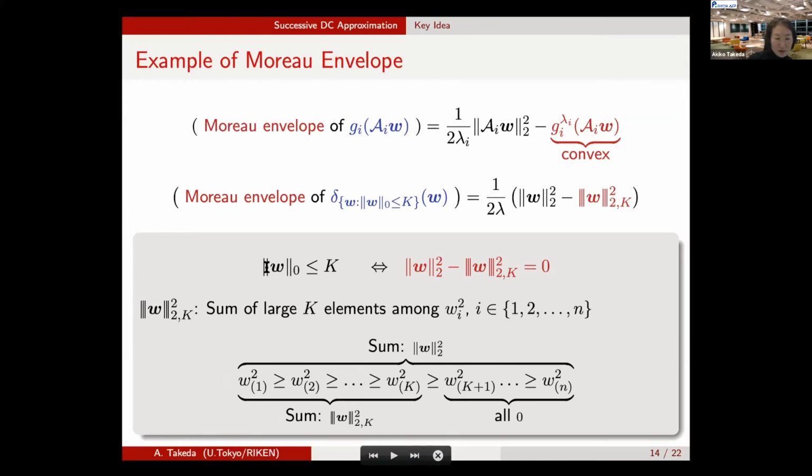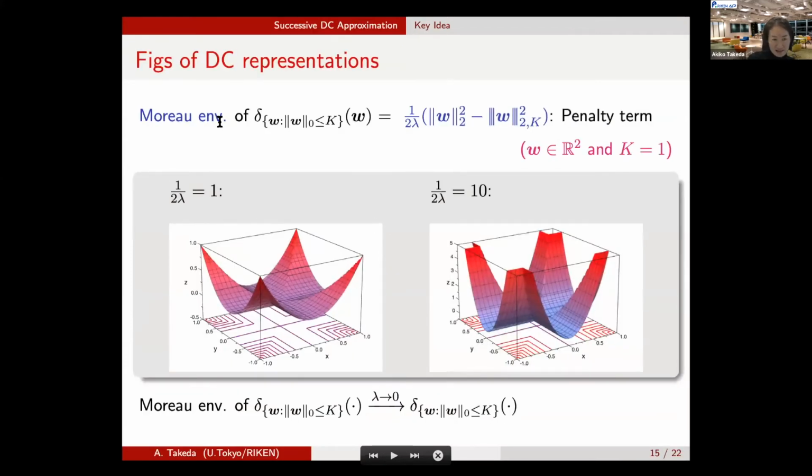And so notice that this constraint is equivalent to this one, because this left-hand side means the summation of the remaining part. So this summation needs to be 0, meaning that the number of non-zero elements needs to be less than or equal to K. So it's equivalent. And you find that the Moreau envelope is something like a penalty function for this constraint. So lambda is like a penalty parameter in that sense. And when the penalty parameter becomes large, then it looks like the original constraint.